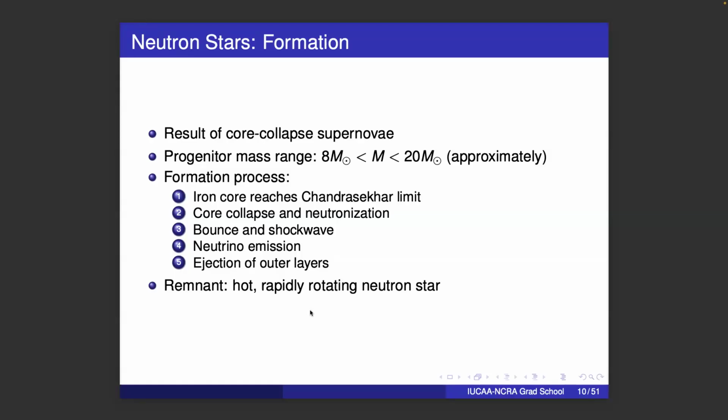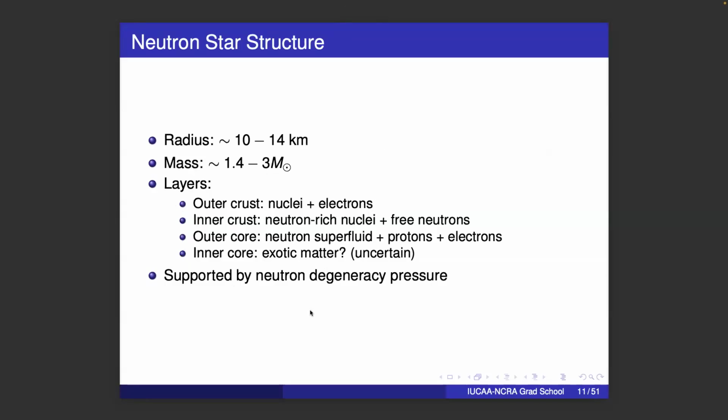But this ejection of outer layers leads to the formation of a very, very compact object. How compact? Remember, I said a white dwarf is about 10,000 kilometers. This is 10 to 14 kilometers. So it is 1,000 times smaller than a white dwarf. It is more massive. Because it's 1,000 times smaller, it should be 1,000,000,000 times more dense at the same mass. And mass is typically in this range. Obviously, it has to be greater than the Chandrasekhar limit.